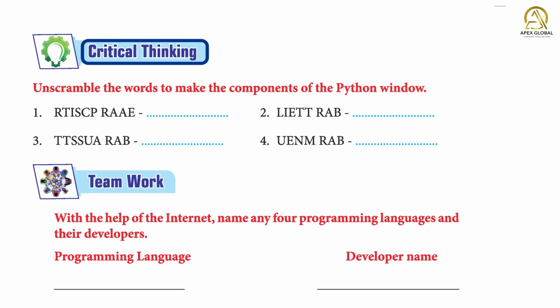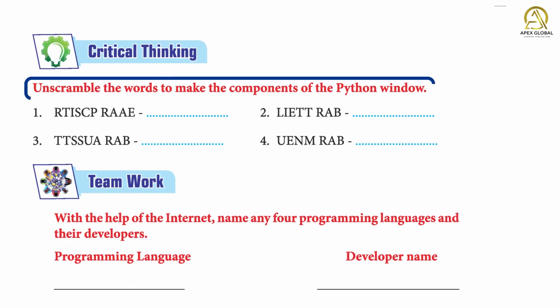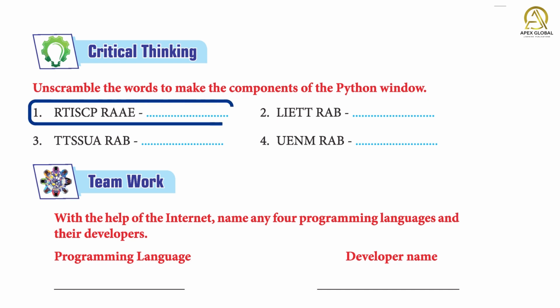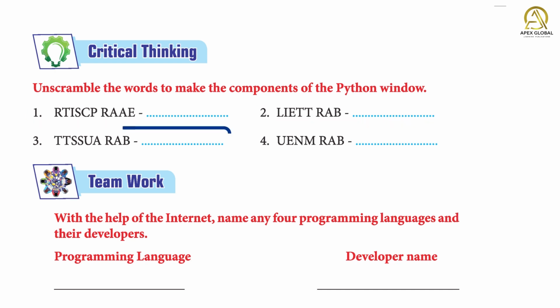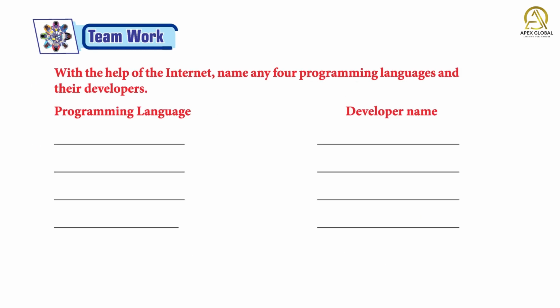Critical thinking. Unscramble the words to make the components of the Python window. Answer. 1. Script area. 2. Title bar. 3. Status bar. 4. Menu bar.